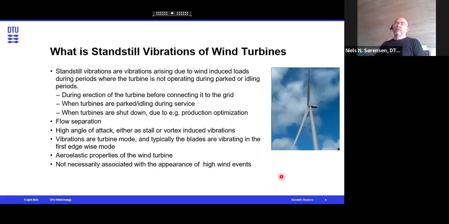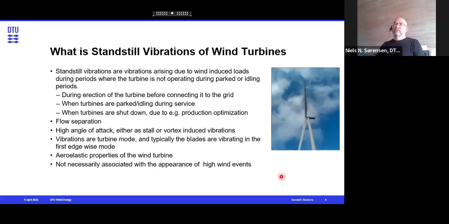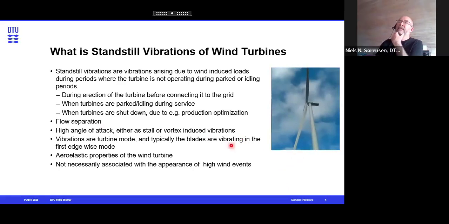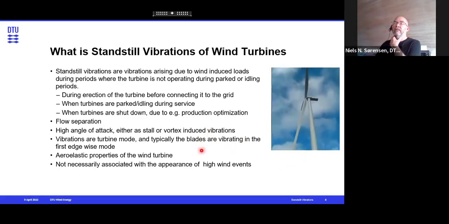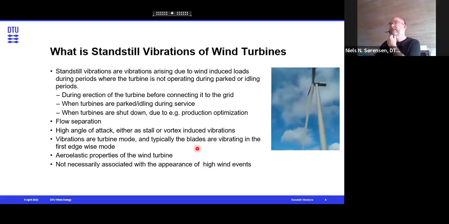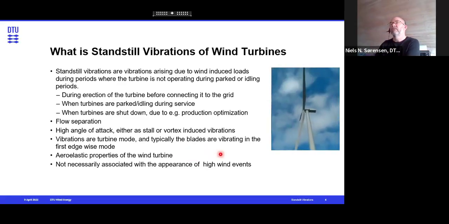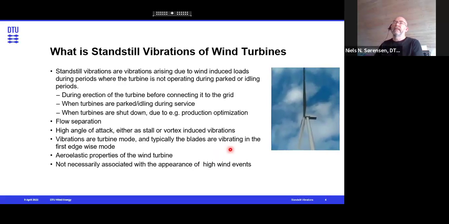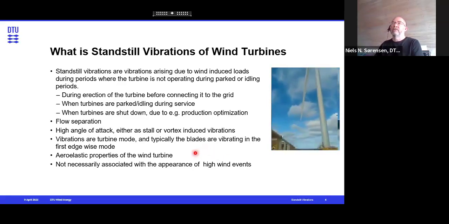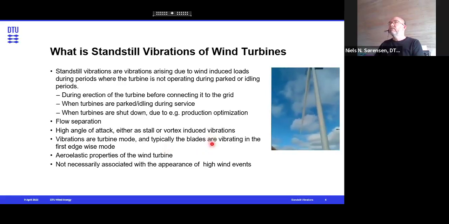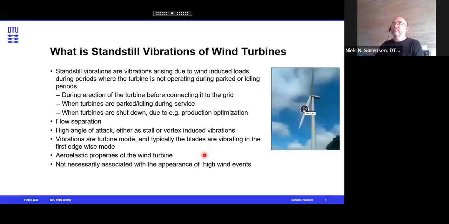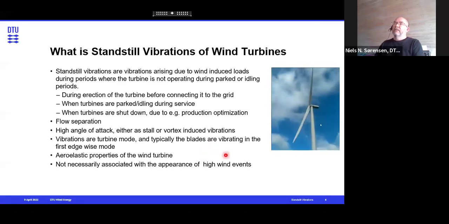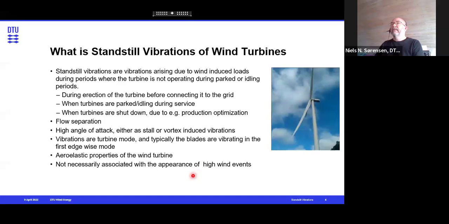The vibrations will be turbine modes, and typically we see that the blades are vibrating in the first edgewise mode, where the aerodynamic damping generally is low. It has a lot to do with the aeroelastic properties of the turbine. The scary part is that it is not necessarily associated with high wind events.